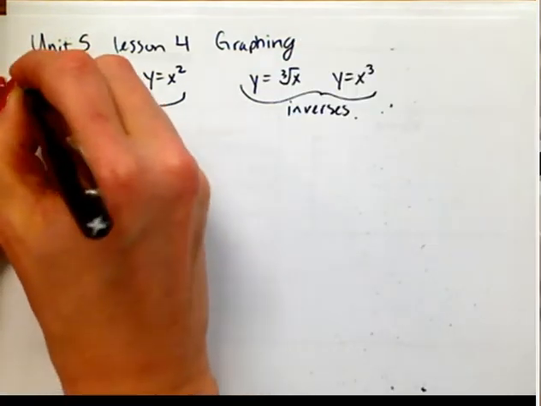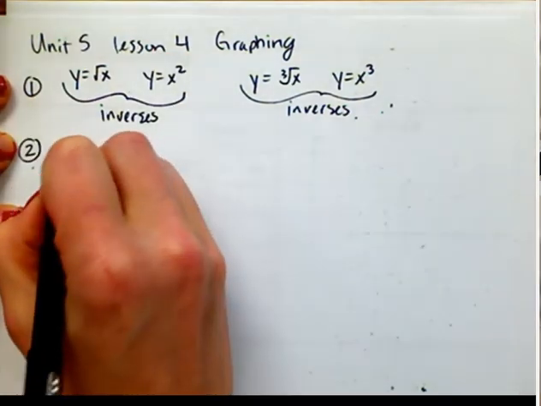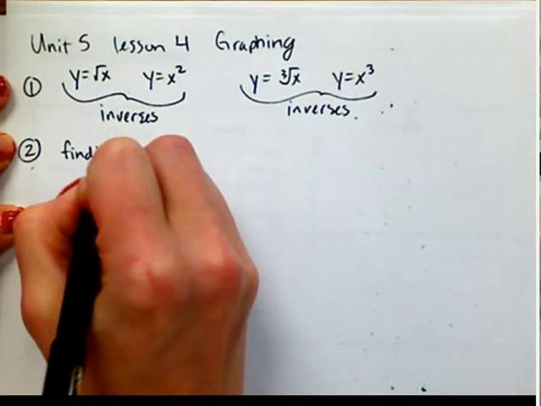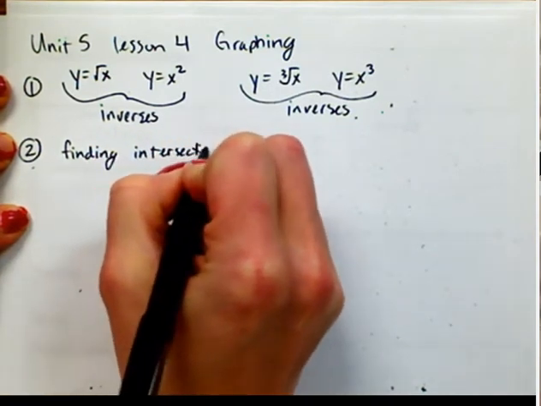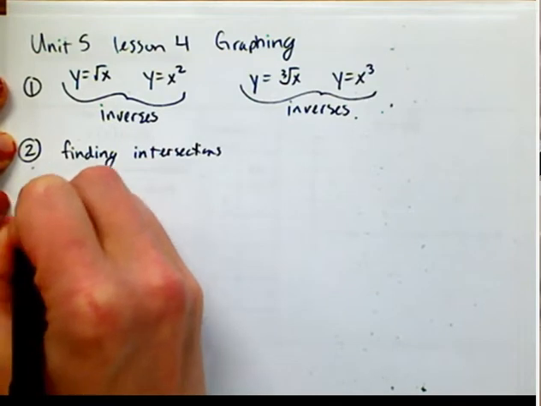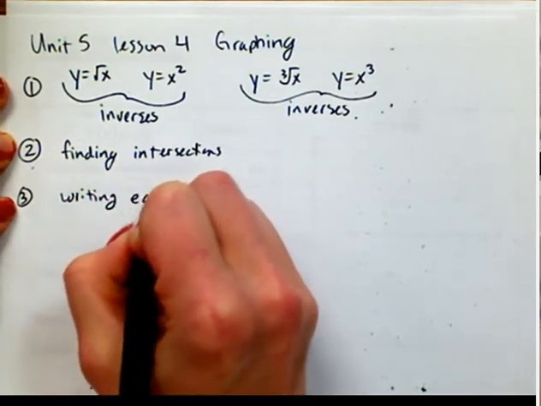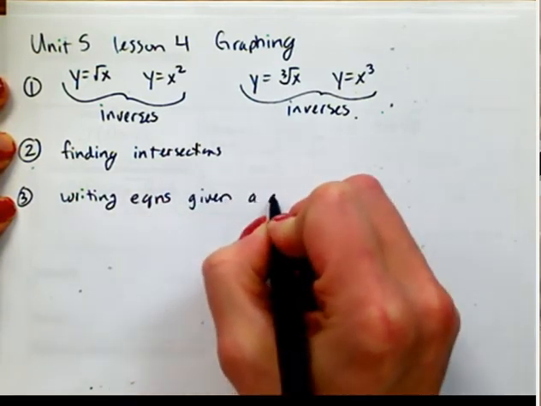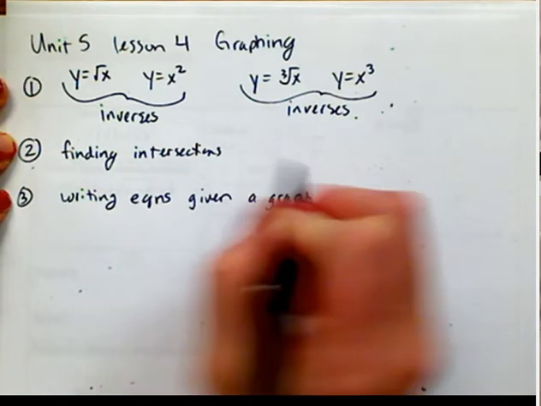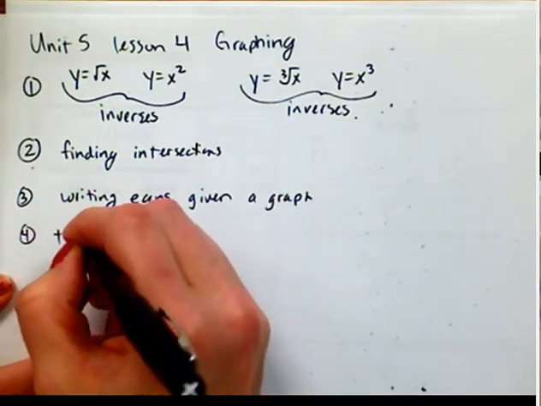So the first part is going to be our parent functions. The second part is going to be finding intersections. The third part is going to be writing equations given a graph. And the fourth part is going to be transformations and extensions.